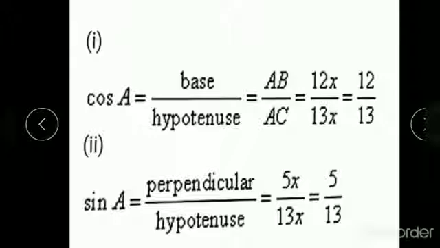Now what you have to find out? You have to find out what is cos A. So you know the formula for cos A, it is base by hypotenuse. So what is the base? Base is AB divided by hypotenuse AC. So what is the value of AB? It is 12x and hypotenuse AC is 13x, that is x and x will get cancelled. So you get 12 divided by 13. The next one is sin A. Sin A is perpendicular divided by hypotenuse. So what is the value of perpendicular here? 5x divided by hypotenuse 13x. x and x will get cancelled. So you get 5 divided by 13 as sin A.